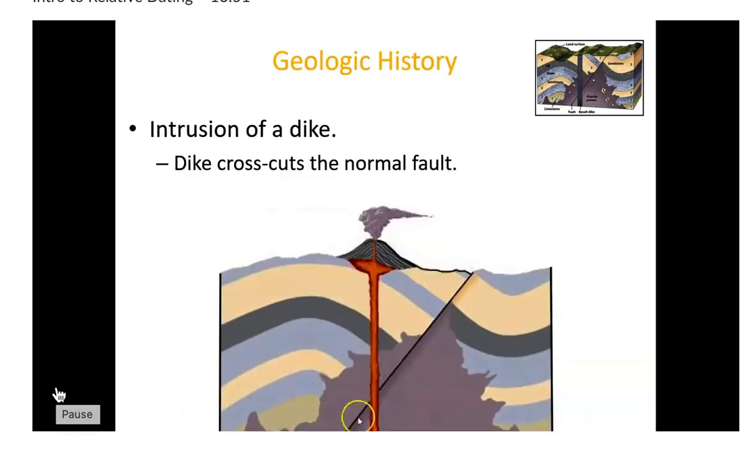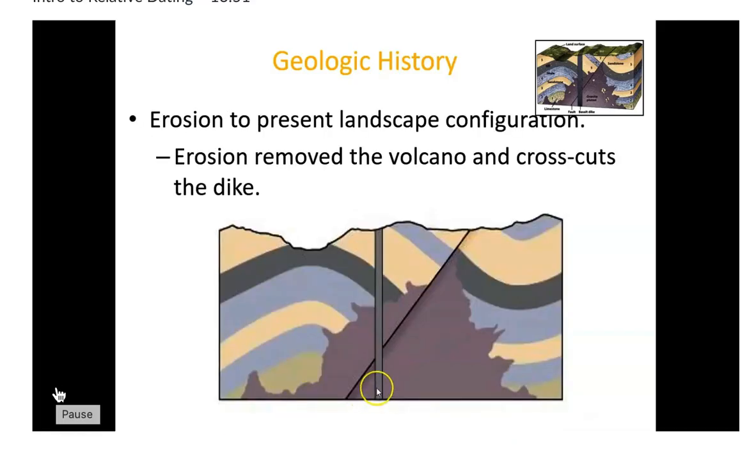After we had this fault, we had the upwelling of another magma body, which reached the surface of the Earth. In doing so, it cut through all of these rock layers, including my magma body and including my fault. So we know that the upwelling of this magma, which resulted in the formation of a volcano, must be younger. It must be younger because it cut through everything else. Sometime after the formation of this volcano, we had erosion to the entire landscape here. The erosion actually removed the entire superficial feature of the volcano, so it cut right through that volcano and the dike.